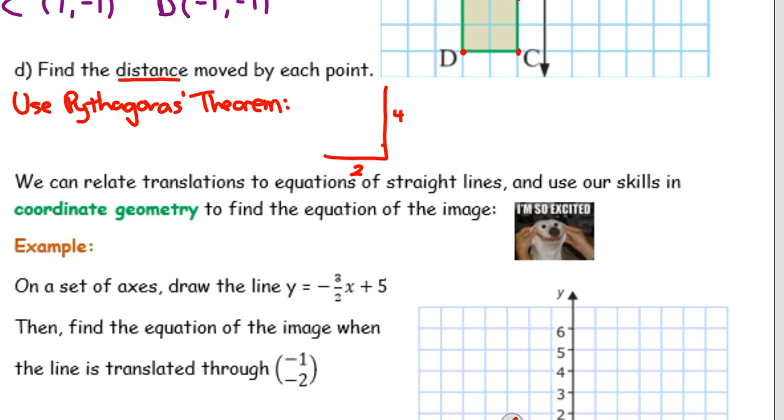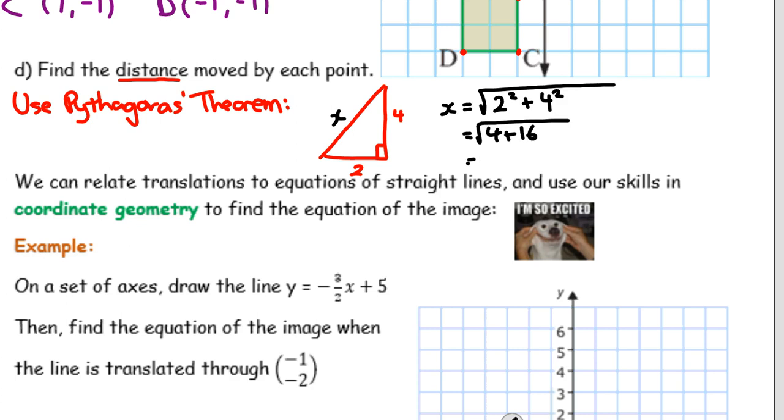And they want us to calculate what the distance is that each point has moved, x. So let's work out what that is. So x will be square root of 2 squared plus 4 squared, which equals square root of 4 plus 16 equals square root of 20. Now let's practice using surds. How would we simplify this surd? So what's the biggest square that goes into 20?